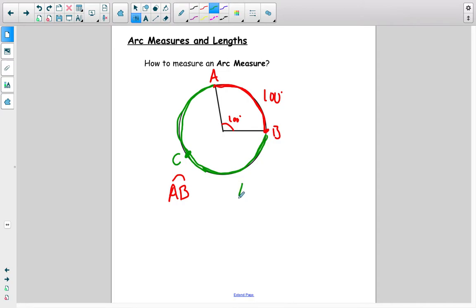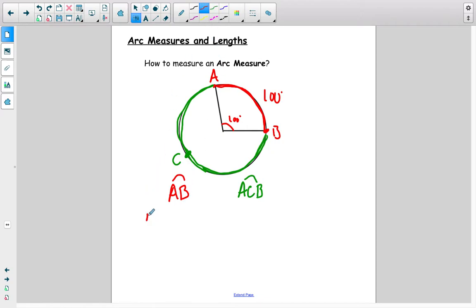And this arc could start at A and go through C and end up with B. So this is arc ACB. Okay? The difference between these two things is this one is called a minor arc.